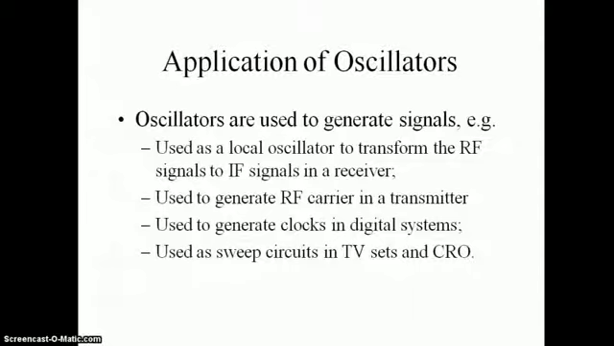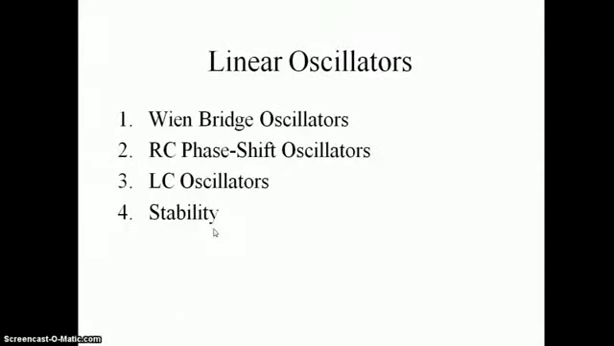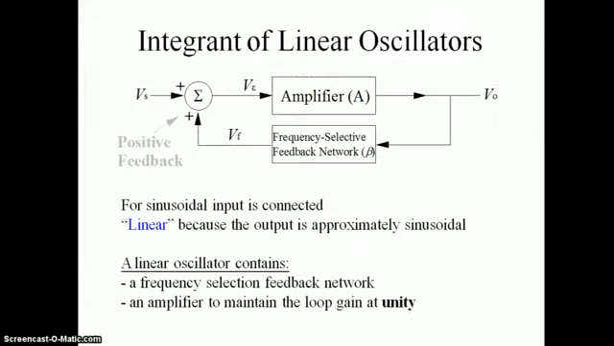Applications of oscillators are used to generate signals. For example, used as a local oscillator to transfer the RF signal to IF signal in a receiver, used to generate the RF carrier in a transmitter, used to generate the clock in digital systems, and used as a sweep circuit in TV sets and CROs. Now these are the linear oscillators: the Wien bridge oscillator, RC phase shift oscillator, and LC types of oscillators.